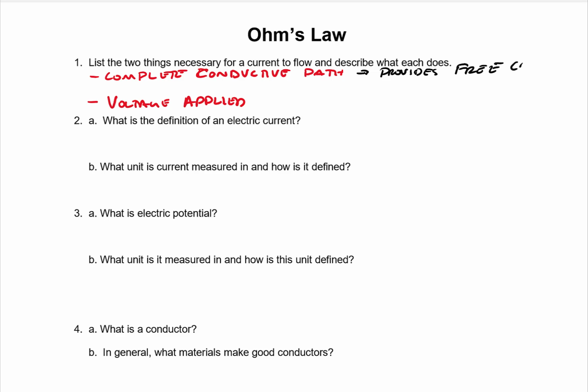So that complete conductive path provides free charges. If we think about conductors, they all have that sea of electrons. That means there's one free electron per each atom. It's allowed to move. That's what the complete conductive path does. It gives us those free charges, and it gives the charges a place to go.